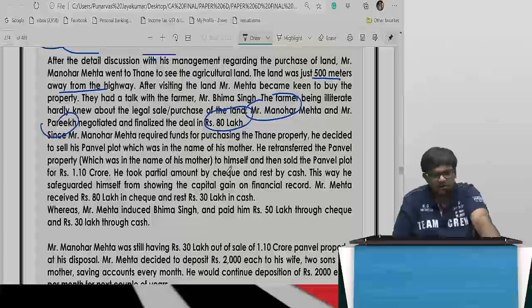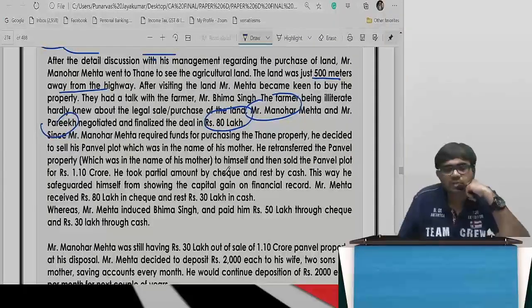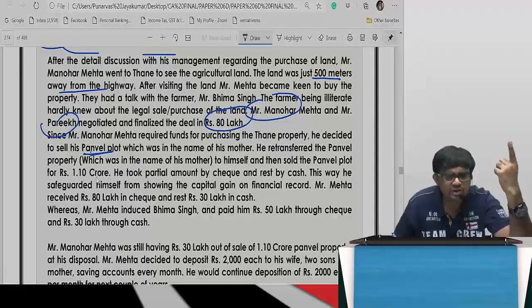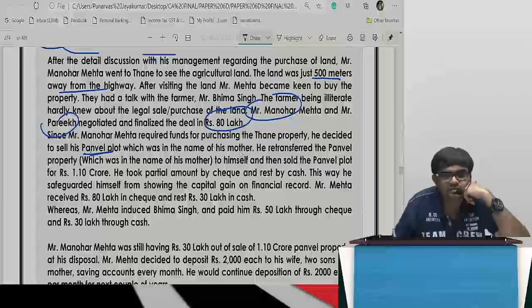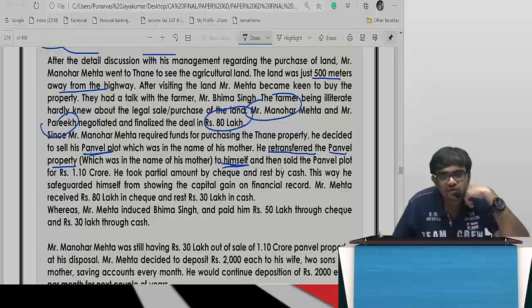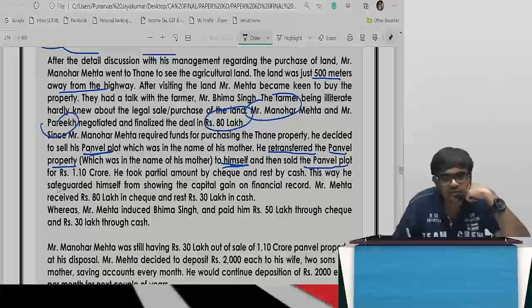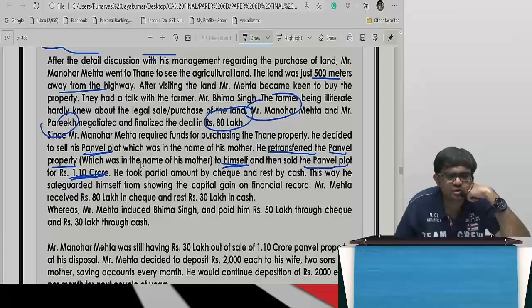Since Mehta required funds for purchasing the Thane property, he decided to sell his Panvel plot. That plot, which he bought for 90 lakhs, he decided to sell. He retransferred the Panvel property to himself from the Benamidar, and sold the Panvel plot for 1.10 crore. The 90 lakhs plot sold for 1.10, making a profit of 20 lakhs.